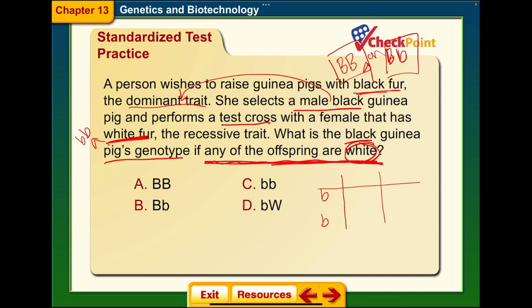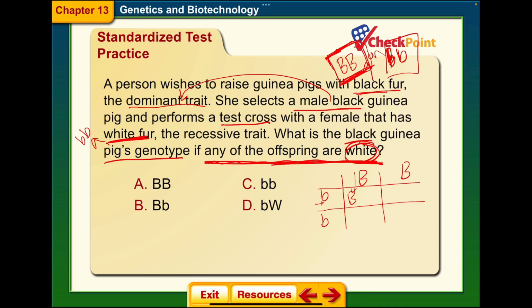The way you're going to answer this question is you're going to try homozygous dominant, homozygous recessive, and heterozygous. So you're going to check first with homozygous dominant. If you cross a homozygous dominant with a homozygous recessive, will one of the offspring be white? If yes, then the genotype of the parent is homozygous dominant. If not, you're going to try heterozygous, and if any of the offspring are white, that means that is the right genotype. Let's try it and it'll make more sense. So let's try the homozygous dominant, and let's do a cross.